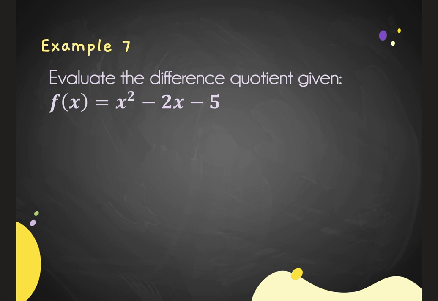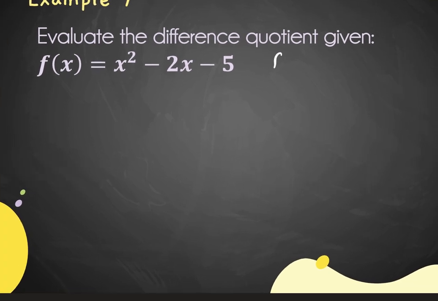So example 7, evaluate the difference quotient given x squared minus 2x minus 5. So the first thing I'm going to do is rewrite the difference quotient so it helps me remember it. f of x plus h minus f of x all over h. It's going to get given to you in the instructions on WebAssign. It would not be given to you on your test.